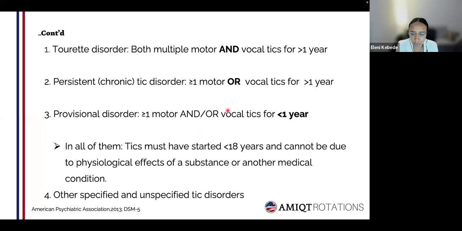One other thing that we have to know is functional impairment is not part of the diagnosis. Previously, it used to be, but functional impairment is not considered now to diagnose it. And these diagnoses are in hierarchical order. That means if we diagnose Tourette's disorder, we're not going to diagnose the other 3. The hierarchy is like I put it here.